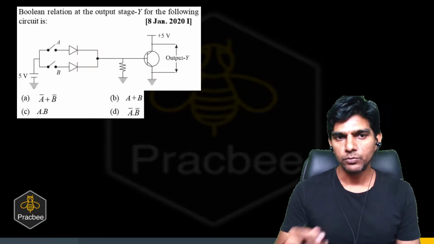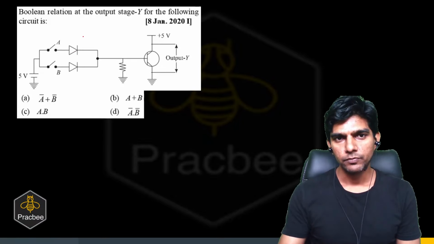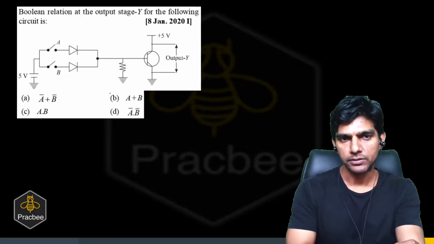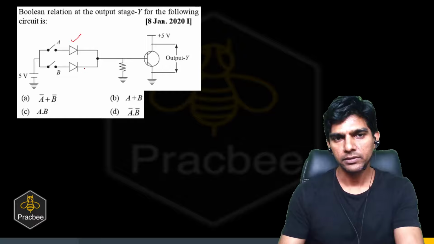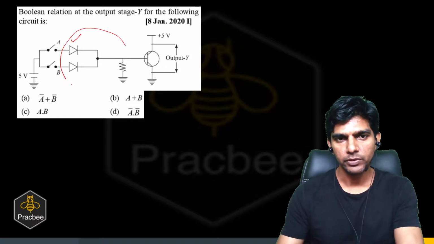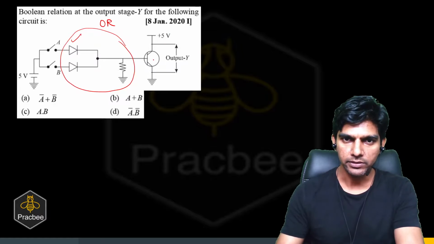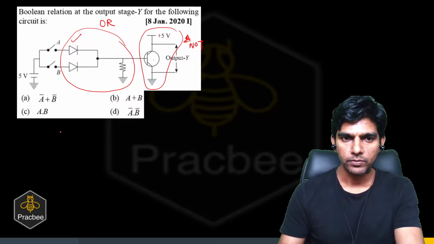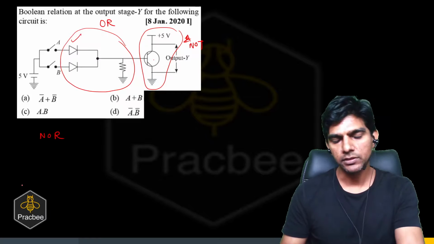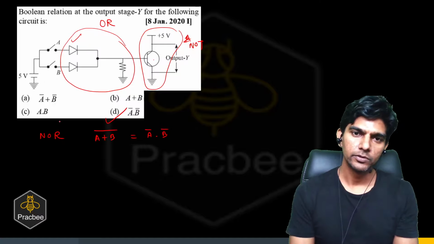Okay. Now let us see one more case. So can you see what type of operation it is? So here we have diodes, right? Like this. So this combination is what? It is the OR gate that we have studied. And if there is a transistor, this is AND. This is NOT. So it is nothing but NOR. And what is a NOR gate? It is A plus B whole bar, and it can be written as A bar times B bar. So option D, that is the answer.